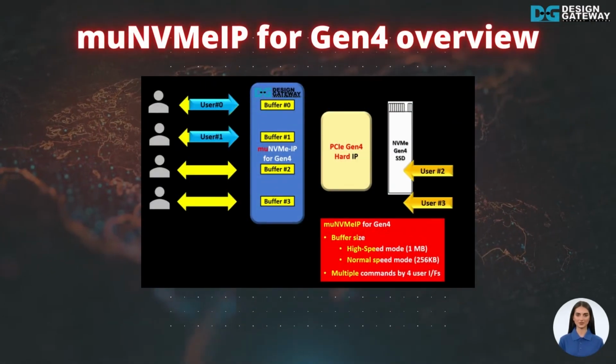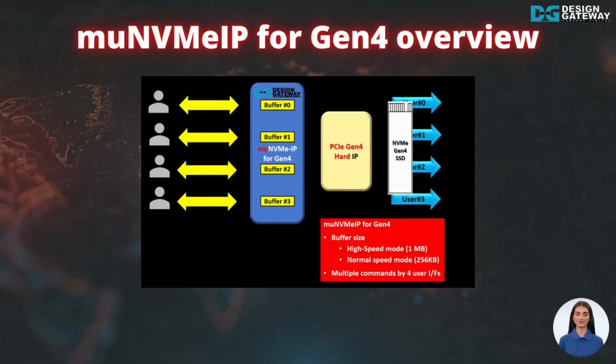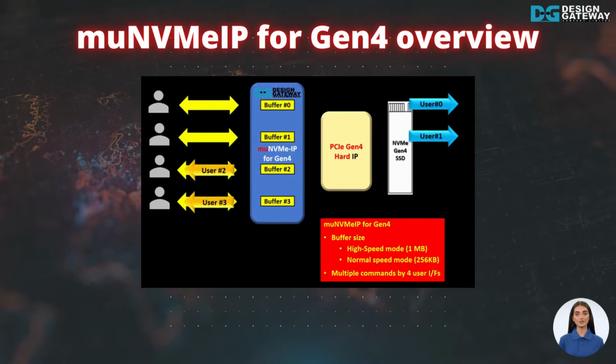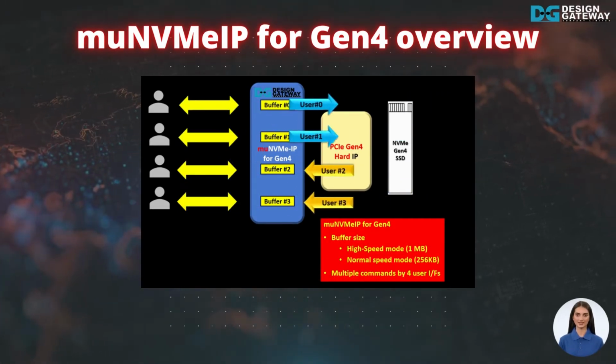Here is the system overview of the muNVMe-IP core. It supports up to 4 user interfaces, and is able to execute each user's command simultaneously. Each user can send a read or write command at a time.